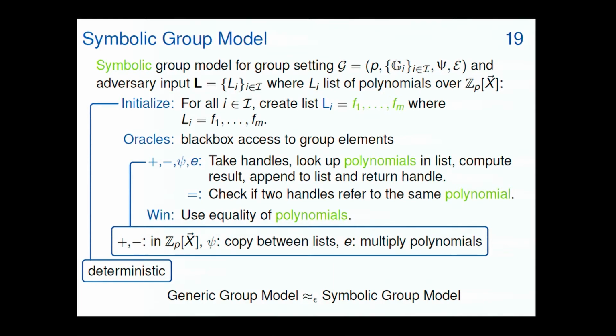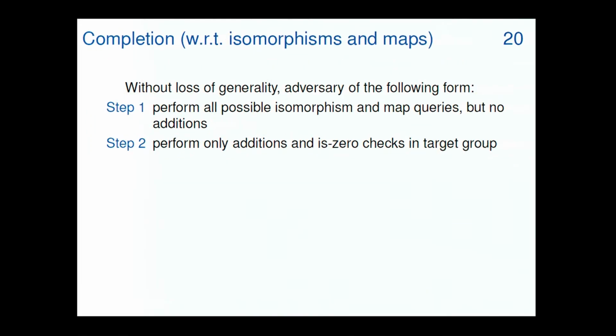And the usual proof technique with the Schwarz-Zippel lemma tells us that there is a small bound on the difference between the two models. So then how do we deal with completion?